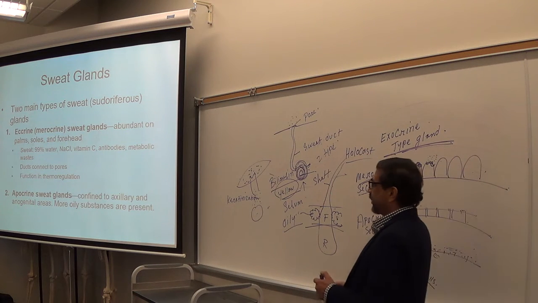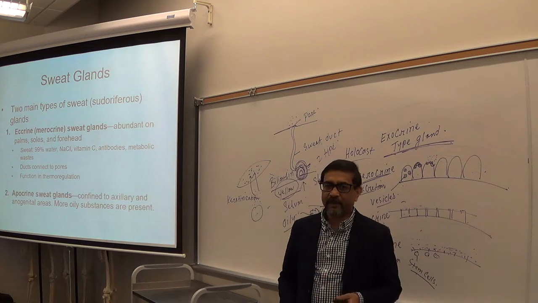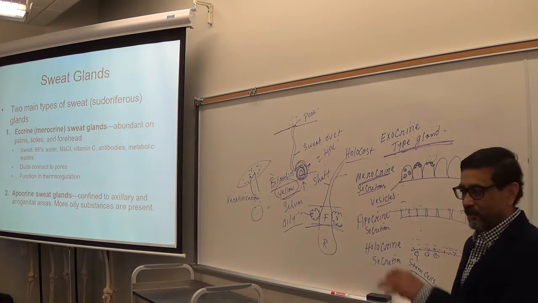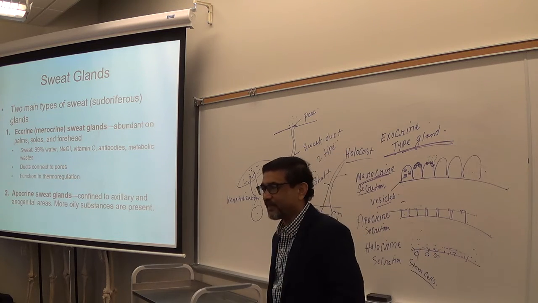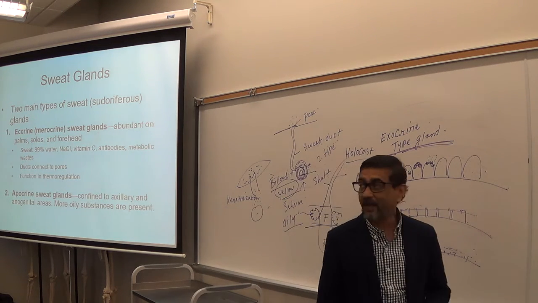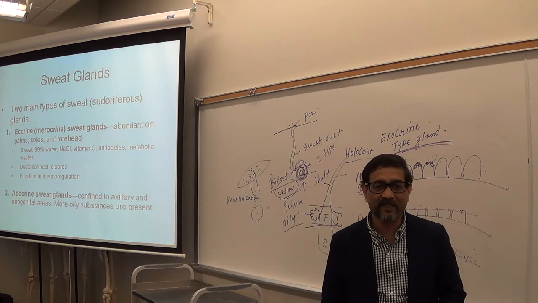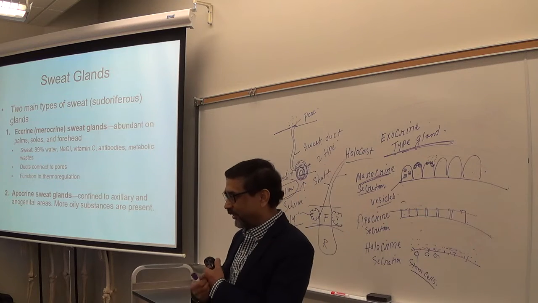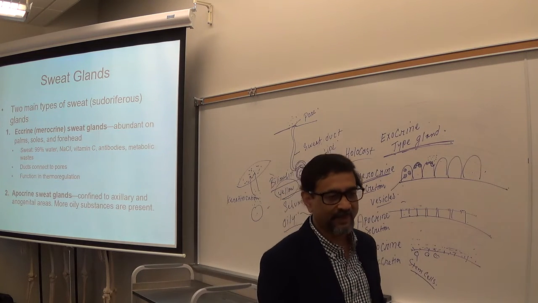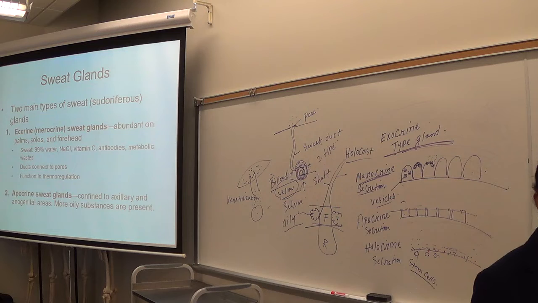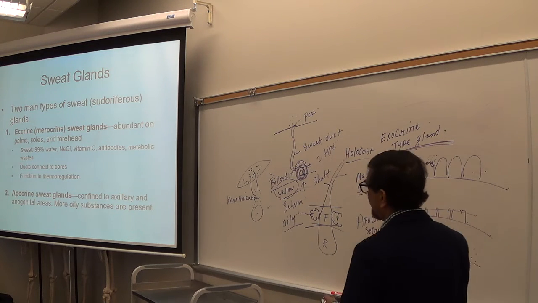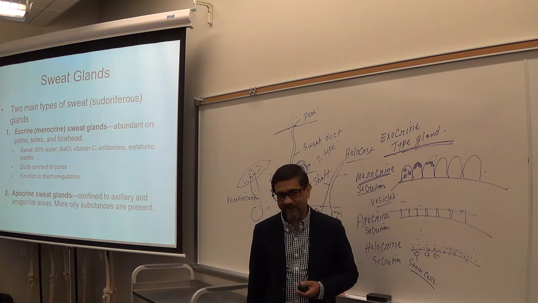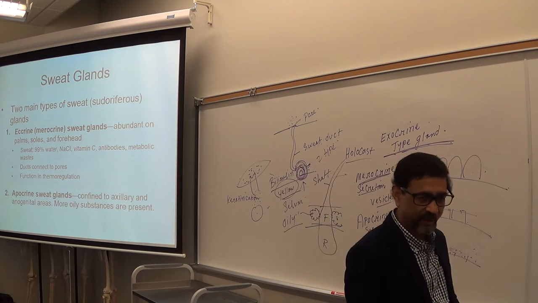The eccrine or merocrine sweat glands are responsible for thermoregulation, lowering the body temperature. Why? Because the secretion is highly watery. 99% of this secretion is water. So water takes a lot of heat out of the body. You already know, high heat capacity. So this one is responsible for thermoregulation, lowering the body temperature. A small amount of salt, sodium chloride, vitamin C, antibodies, and metabolic wastes are present, but mostly water. That's why it is thermoregulation.